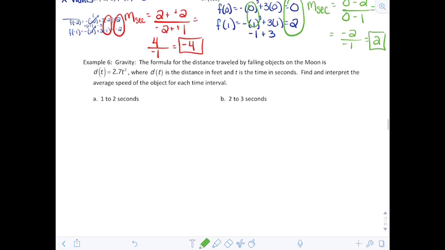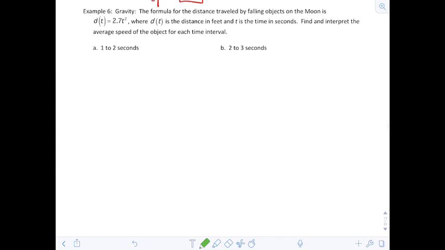Okay, now let's lastly go to example 6, and we'll do this formula and apply it. So we're going to talk about gravity. It says the formula for the distance traveled by falling objects on the moon is d of t equals 2.7 t squared. d of t is the distance in feet, t is the time in seconds. So distance is dependent on time. We want to find and interpret average speed of an object for each time interval. Okay, so the first one, A, from 1 to 2 seconds.